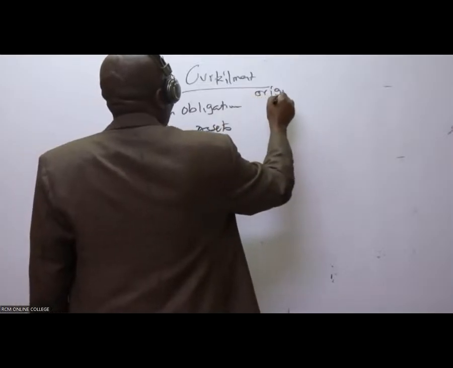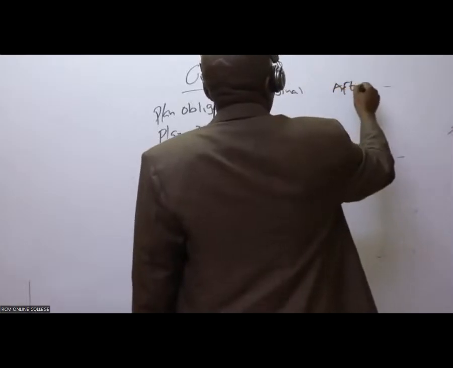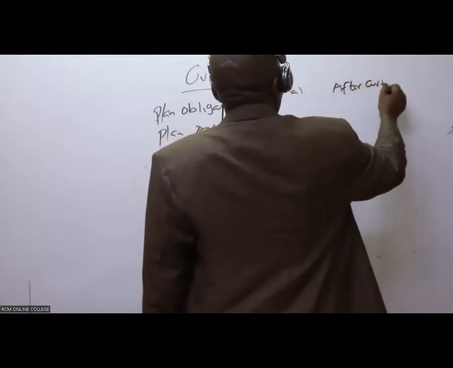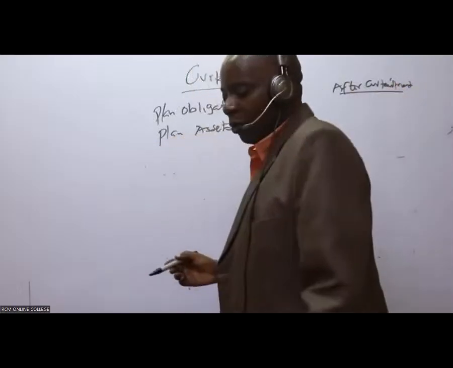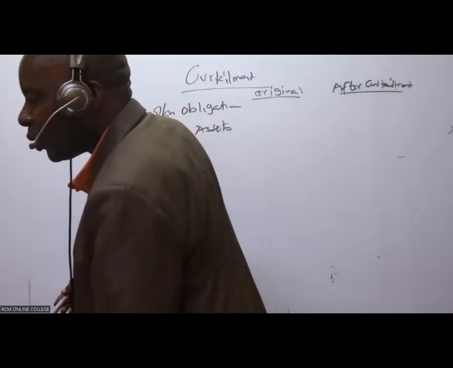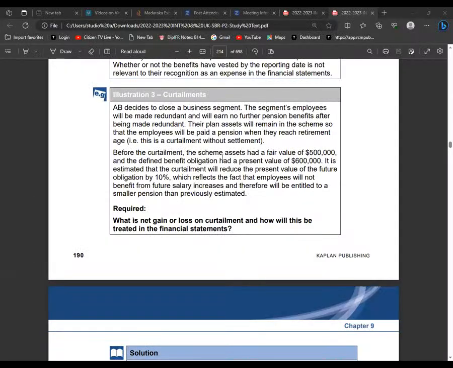Original. And then we have after curtailment. So original, I hope you have been able to take the screenshot. We are told before the curtailment, the scheme assets were 500,000. So plan assets here, original, 500,000. And then they've told us the obligation was 600,000.